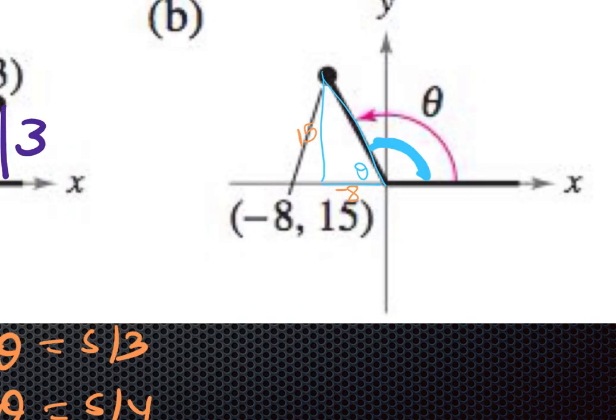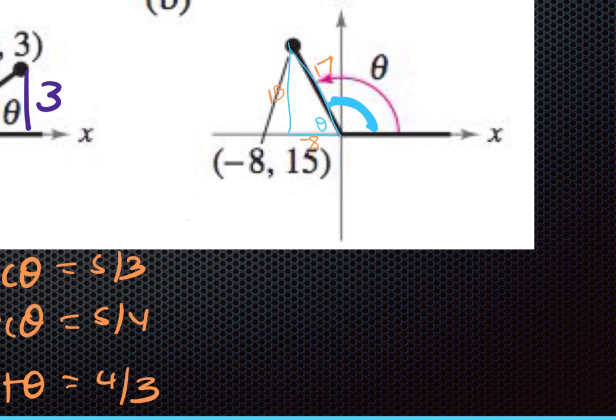What's the radius? What's the triple with 8 and 15? 17. And because it's the radius, it's always positive. So now I do cosine theta, sine theta. Actually, let me do it in the same order. Sine and cosine.